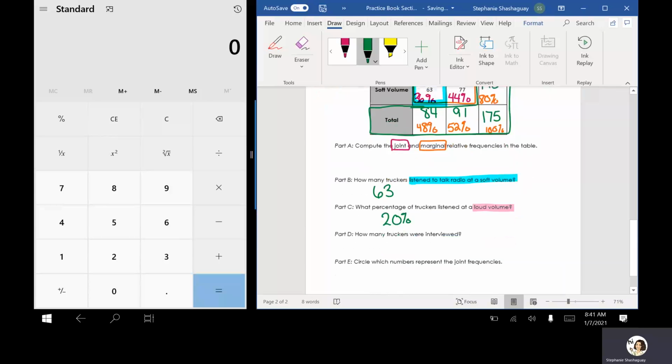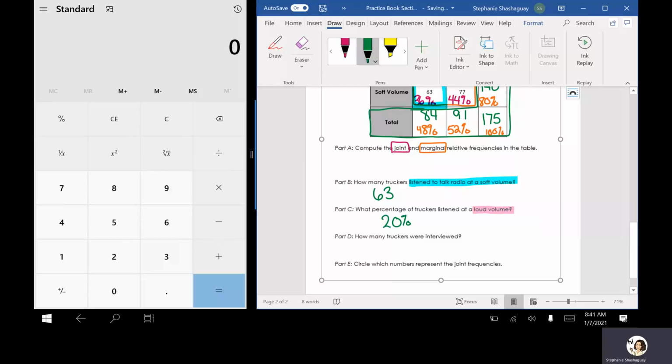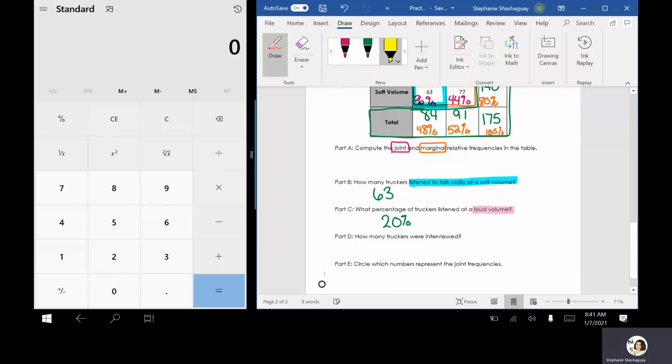Part D, how many truckers were interviewed? Well, this number right here, how many were interviewed, is always going to tell you the number of people that were surveyed or interviewed. So in this particular case, it is 175.